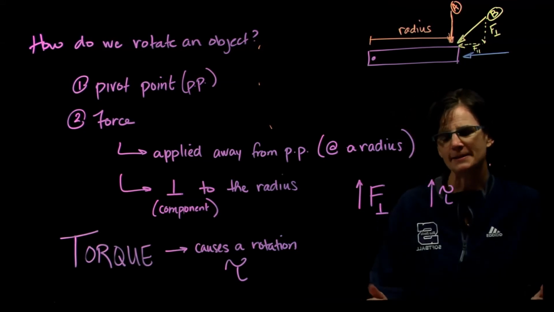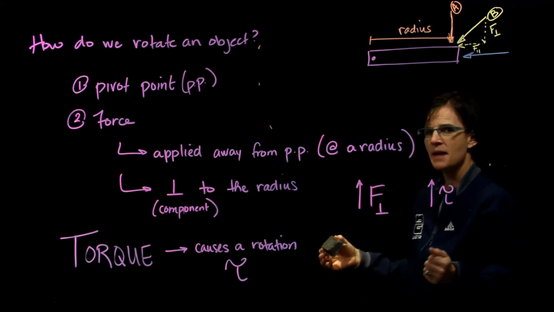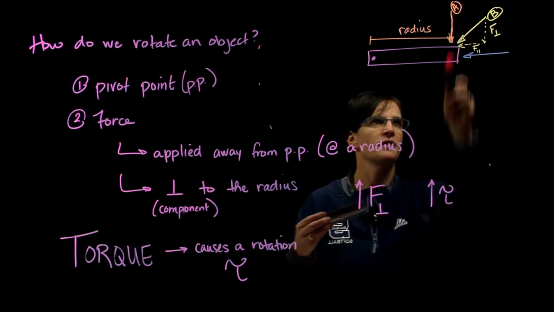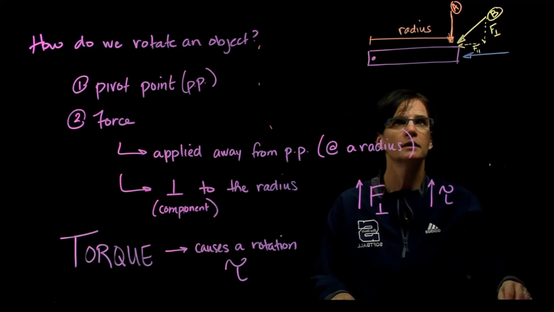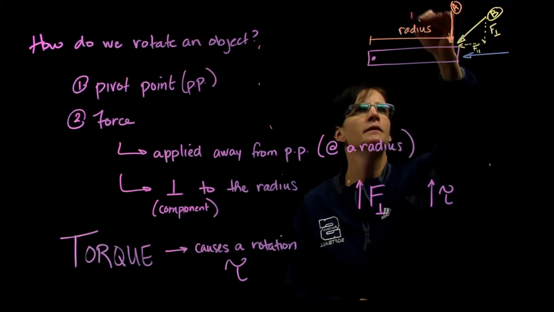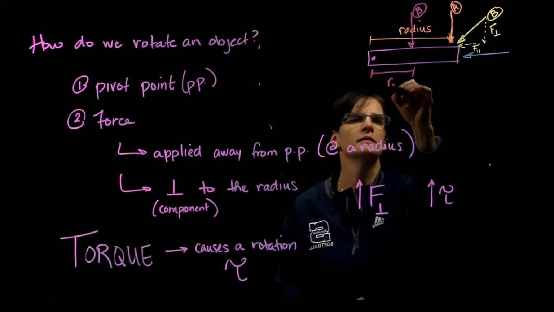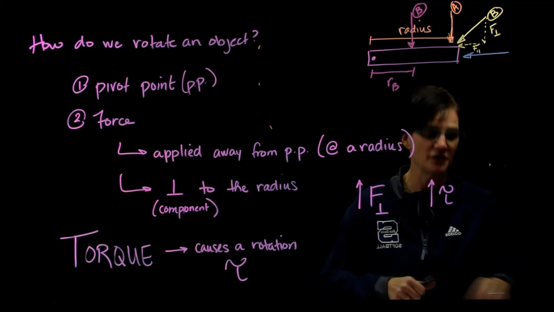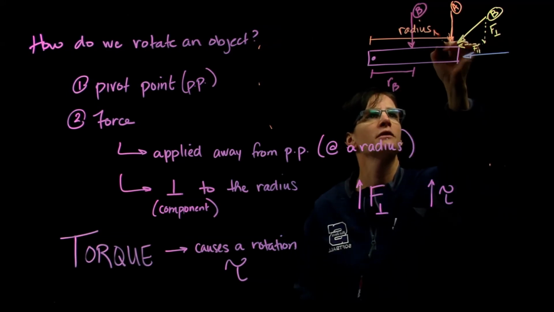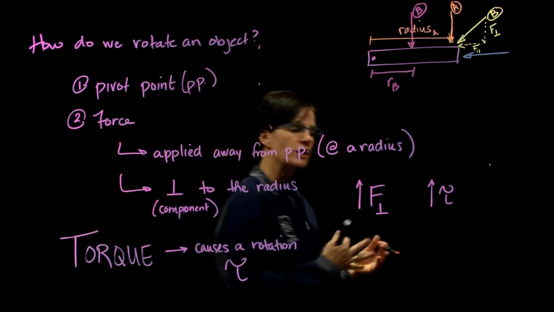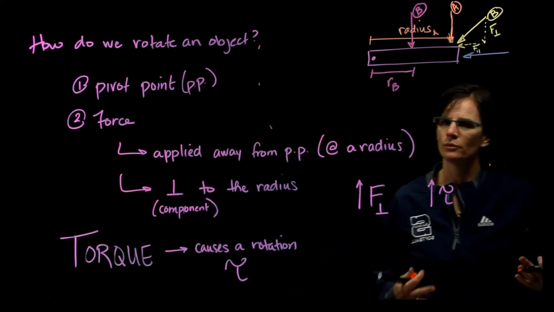What about the radius? Let's imagine that we apply a force to the eraser at this location A or at this location B. Now these are the same forces, but our radii are different. I have a smaller radius in B than I do in A, which is going to be easier to rotate the object.